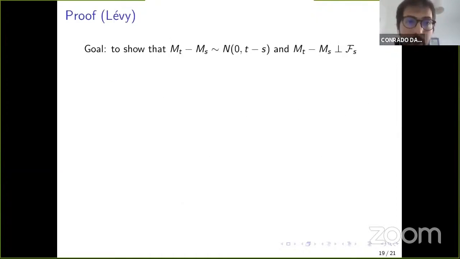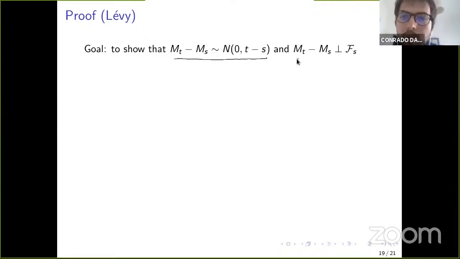So I want to show you a bit more, do a little bit more of gymnastics with you, exercise our maths, basically proving this theorem from Lévy. So we already know it's continuous. So all we need to do is show that the increments are independent, normally distributed, and with a certain variance. So what we want to show is these two statements.